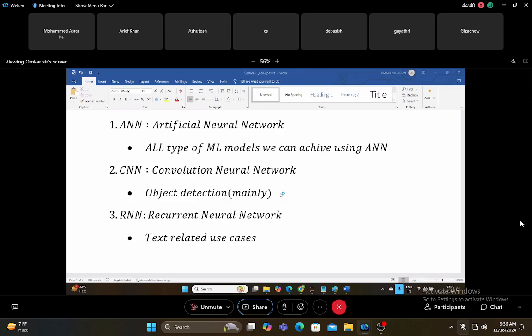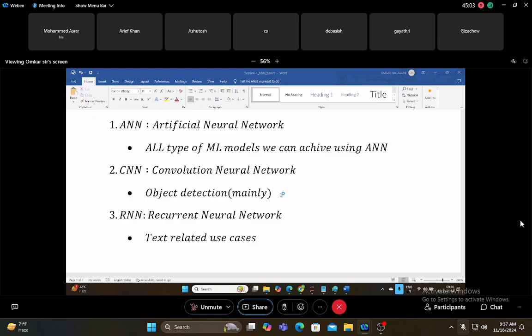Artificial neural network, like logistic regression, like decision tree, these are the names of models. In deep learning, these are the model names. In deep learning, we have only three models.